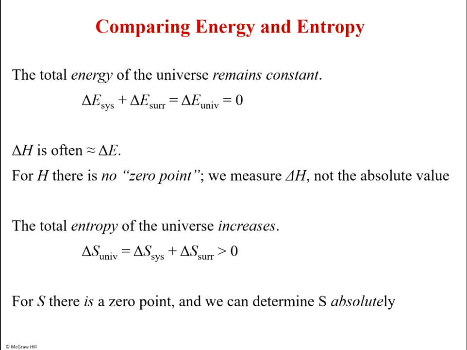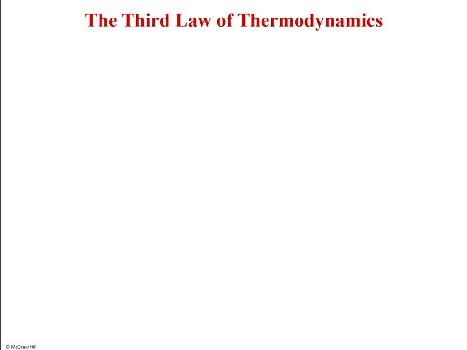Now, as we're going to see in a moment, entropy is a little bit different. The total entropy of the universe increases in all spontaneous processes. And we find that for entropy, there is a 0 point, and we can determine the entropy of a system absolutely. This leads us to what's called the third law of thermodynamics.